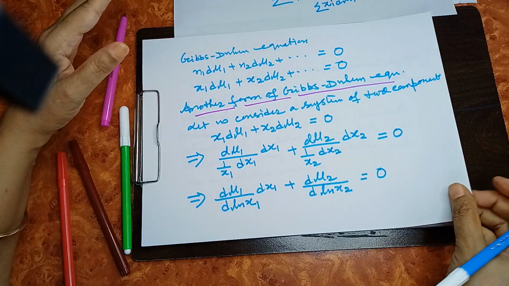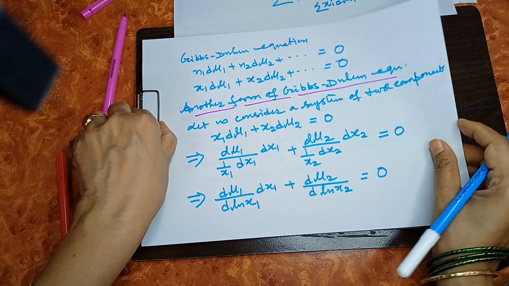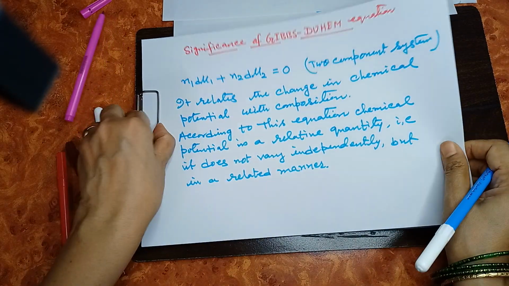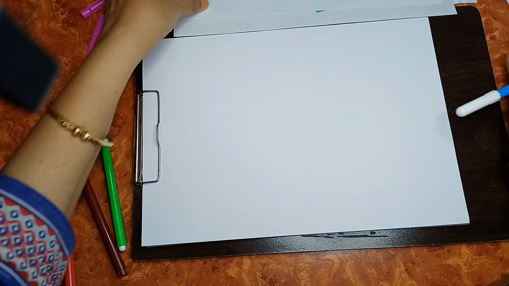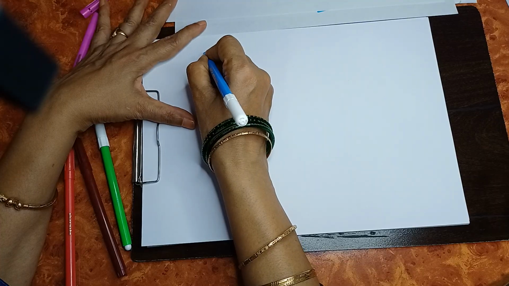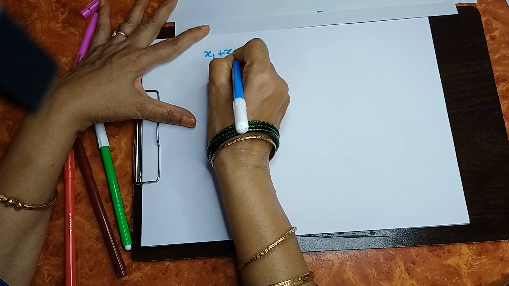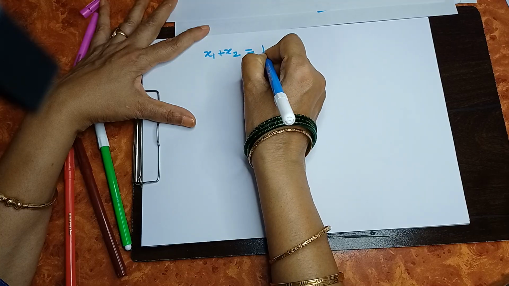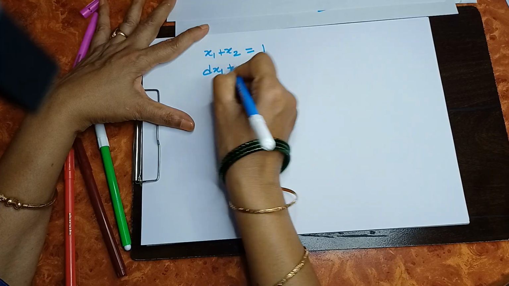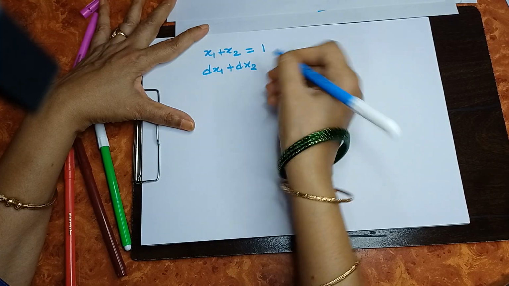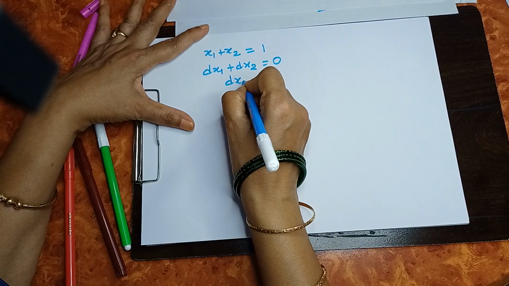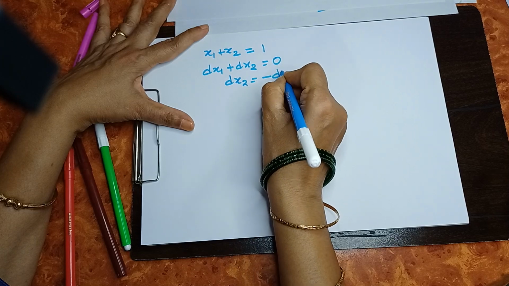Right? Now, x1 and x2 are mole fractions. This is the significance of the Gibbs-Duhem equation, I'll tell you at the end. Okay, x1 and x2 are mole fractions, so the total mole fraction will be 1. So x1 plus x2 is equal to 1, always true. Then taking derivatives, dx1 plus dx2 is 0, so dx2 will be equal to minus dx1.